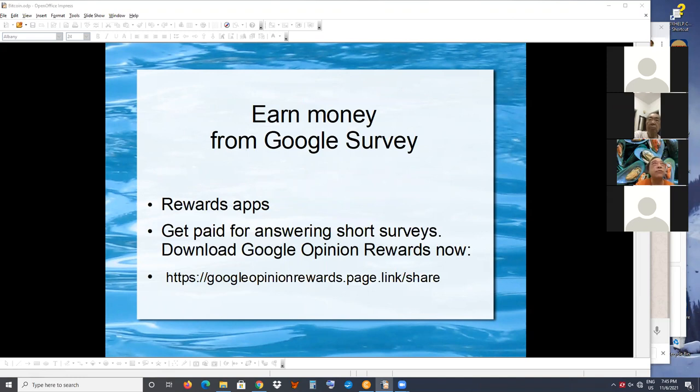I'd like to introduce you to this app first. How to earn money from Google survey. The reason why I want to introduce this app is because if you want to download the app to earn crypto Bitcoin, you will need money to buy the app. It's only US 99 cents to buy the app to earn money, a few cents. Earn a few cents and you've got to cough out 99 cents first. So if you don't want to pay money, then you have to earn the 99 cents.